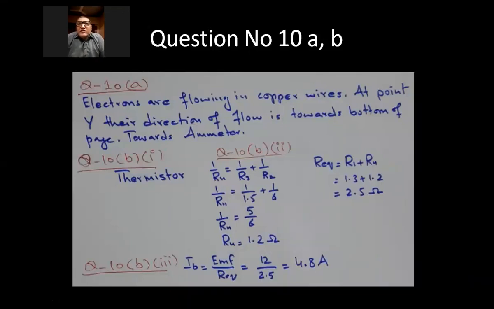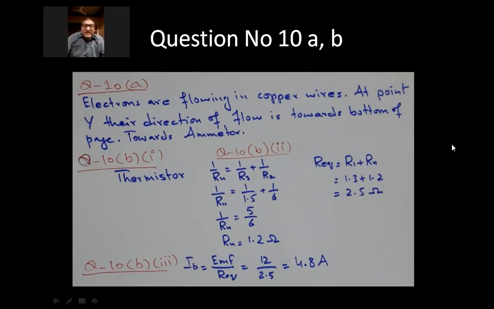1 by R4 equals 1 by R3 plus 1 by R2. 1 by R4 equals 1 by 1.5 plus 1 by 6. Just do this calculation. It will be 5 by 6. So cross multiply and R4 will be 1.2 ohm. Because this R4 and that 1.3 ohm are in series with each other, I will add them. So the total resistance of the whole combination will be 2.5 ohm. I hope you understand.